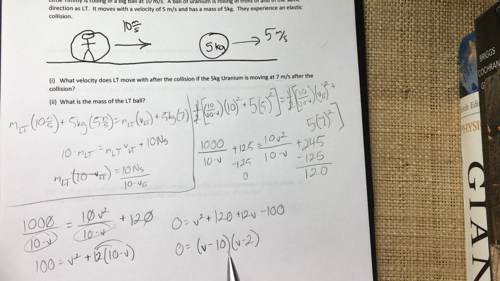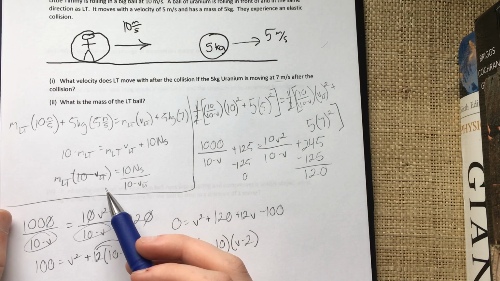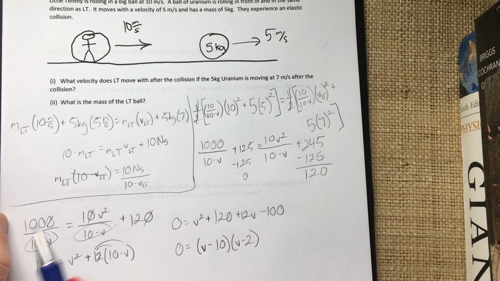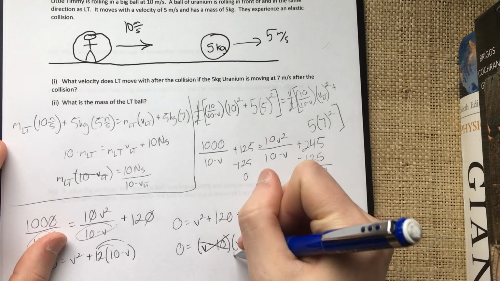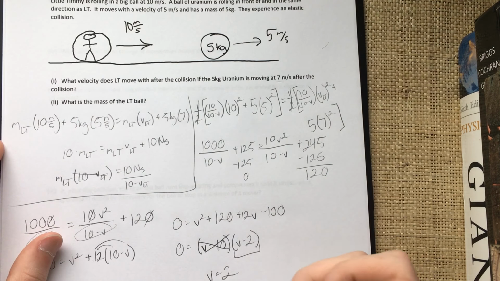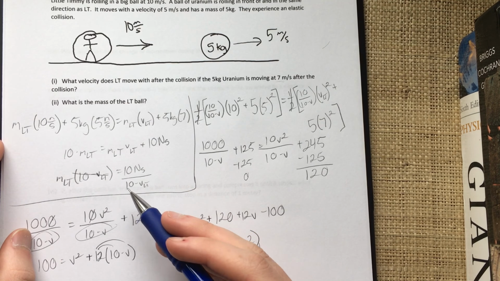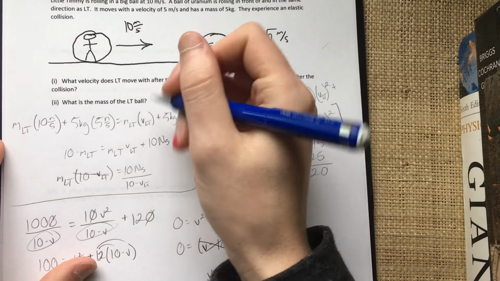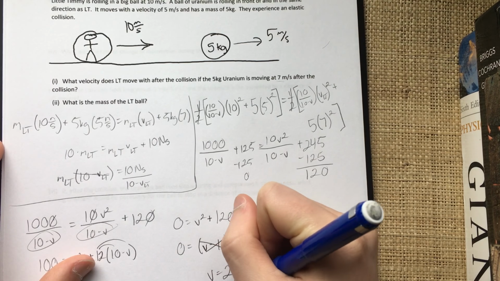But looking back at this expression for mass, if v is 10, then it's going to be 10 Newton seconds divided by 0, and that's not going to give us anything useful. So we don't want this term, we want this one. So the final velocity of little Timmy's ball is 2. Plugging this number back in here, we get 10 over 10 minus 2. That's 10 over 8, that's 5/4 of a kilogram. So his mass is 5/4 of a kilogram.